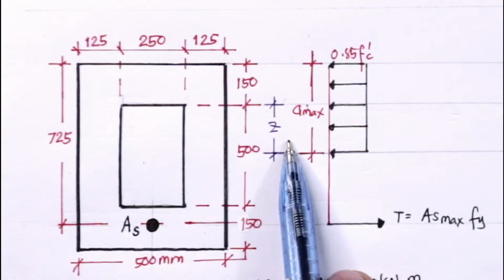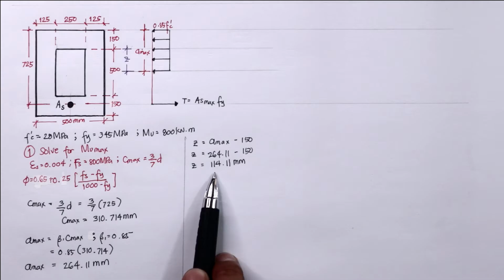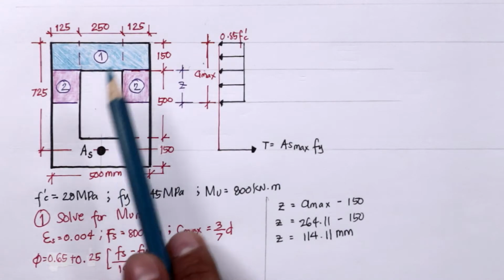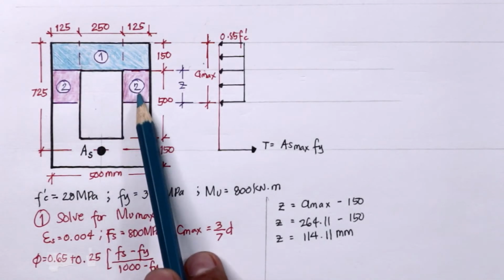I-designate ko naman yung natitirang depth na to as say. Then say is equal to Amax minus 150. At ang makukuha value ng say is equal to 114.11 mm. I-subdivide ko lang yung area under compression into a common geometric figure with known location of its centroid. Kaya hinati ko siya sa area 1, rectangle, then this one is area 2.